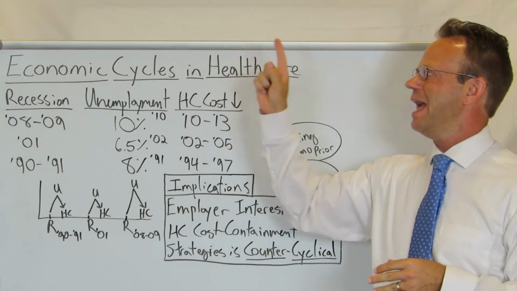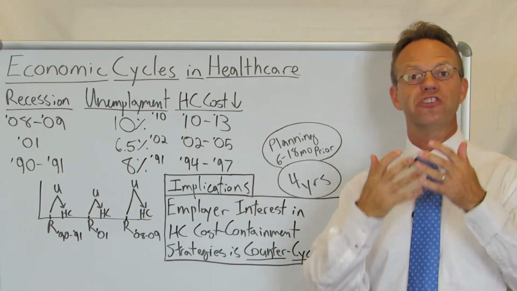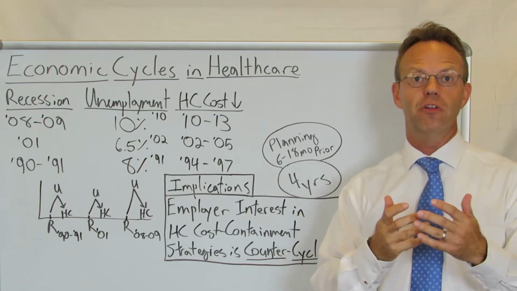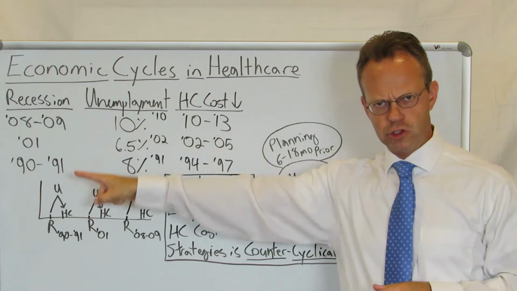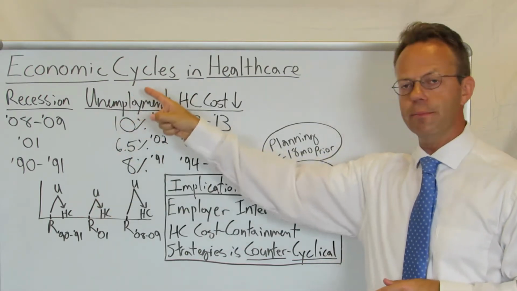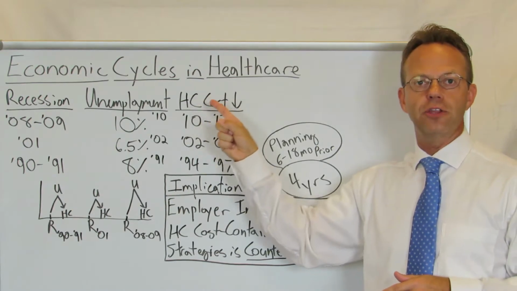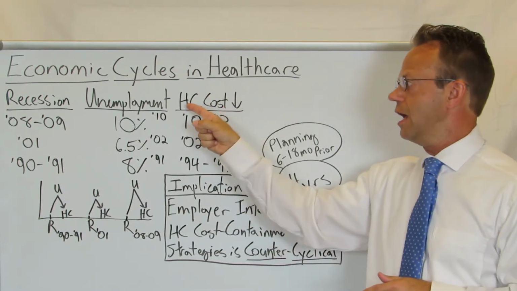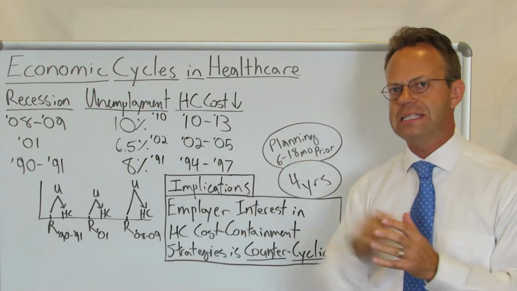Today we're going to be discussing economic cycles in healthcare, more specifically the effects of recessions on employer-sponsored health plans. And so what I have here is a chart that has recessions in reverse chronological order here, the unemployment rate, and the trend in healthcare cost inflation. So in other words, healthcare cost inflation went down during these years. Okay, now let's examine each recession.